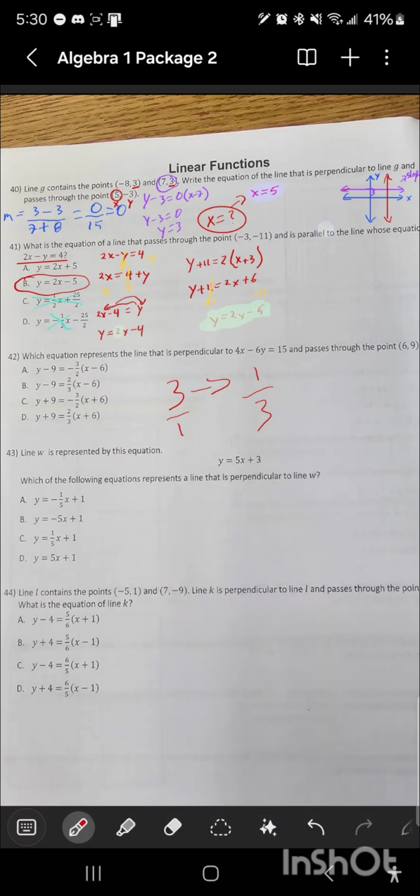Wait, let me see if I can change a specific thing. No, never mind. I'm sorry for this dot. I don't know if you can see.